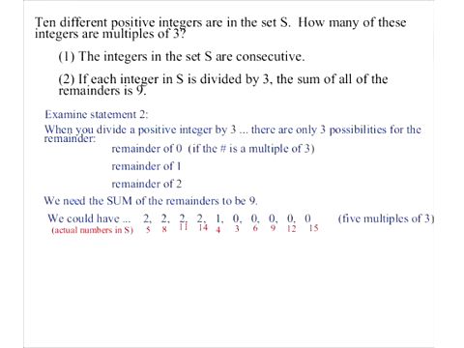Or let's try to make as few as possible. We could have a bunch of remainders that are 1. So we could have 1, 1, 1, 1, 1, 1, 1, 1, 1, and 0. So only one multiple of 3.